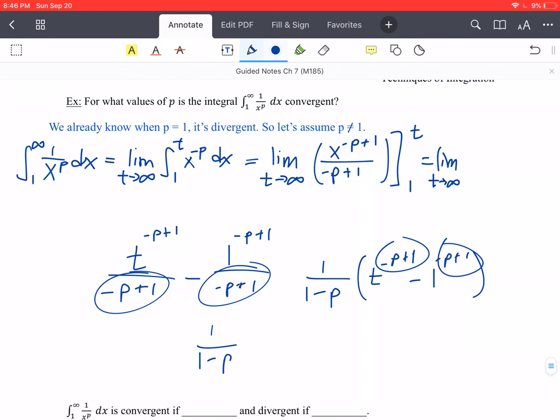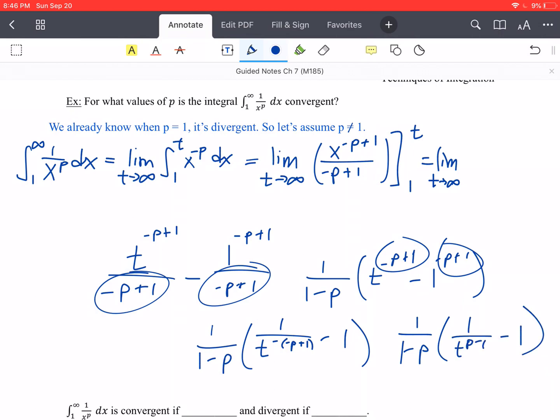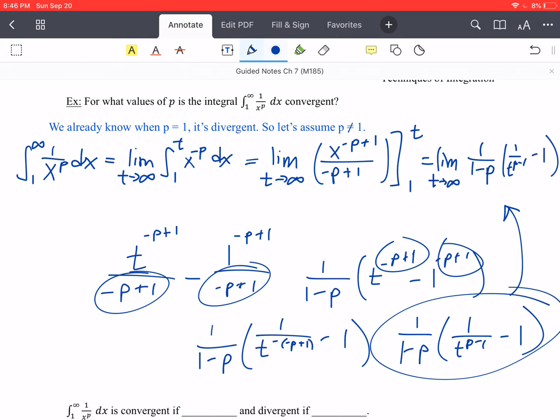Okay, so we have 1 over 1 minus p, 1 over t to the negative p plus 1, like that. Apply the negative to it, so we get 1 over t to the p minus 1, and then that whole thing minus 1. Okay, so this is what's going right there. So let me just fill that in. So 1 over 1 minus p times 1 over t to the p minus 1 minus 1.